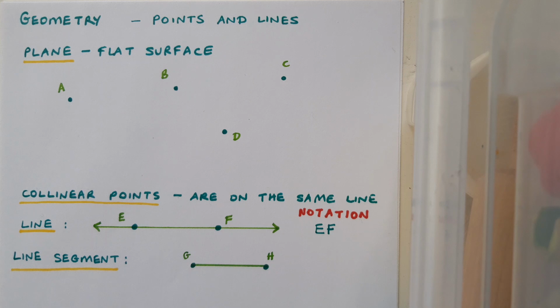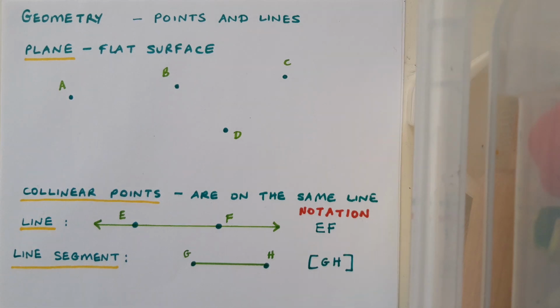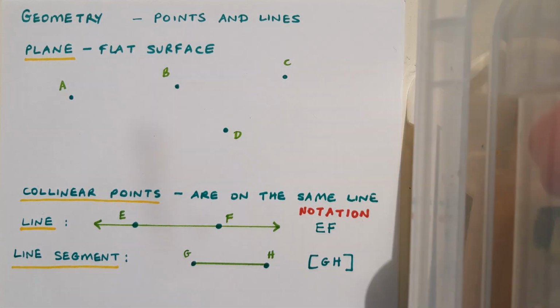The way that I write the name of my line segment is slightly different, because I want to indicate somehow in my written notation that I must stop at G and stop at H. So the notation for my line segment looks like this. I still use the names of the points, but I put a square bracket at either end to indicate that I must stop there. The square bracket operates kind of like a red traffic light that I can't go past.